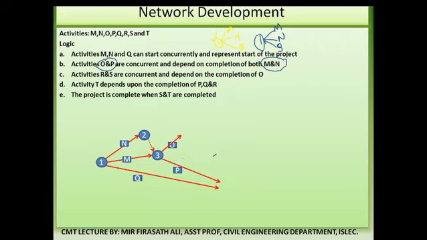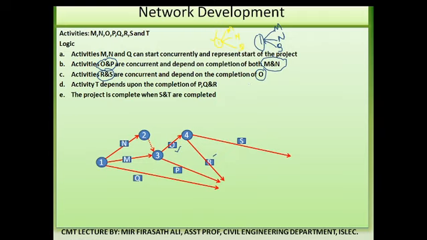The next activities R and S are concurrent and dependent upon the completion of O. So from activity O, two activities will emerge, that is R and S, as we have seen in point C. In point C it is clearly mentioned that R and S are concurrent and will start only after the completion of O.